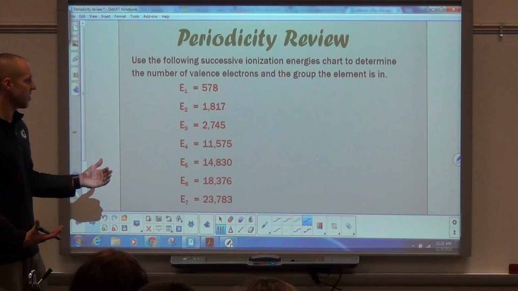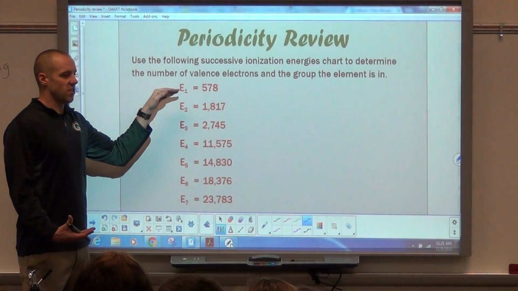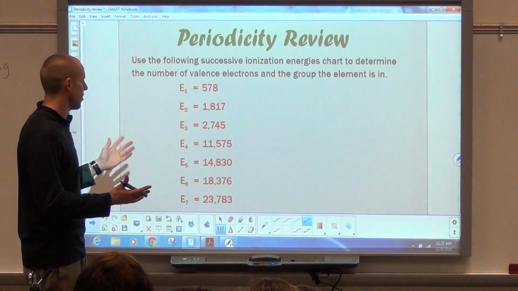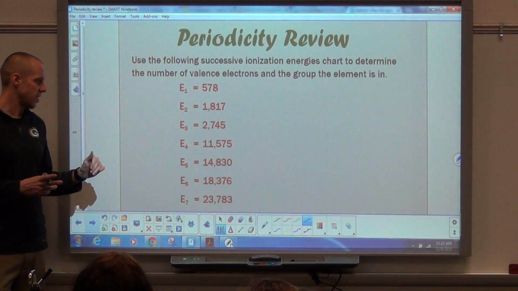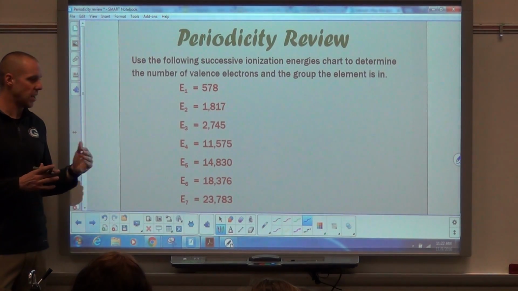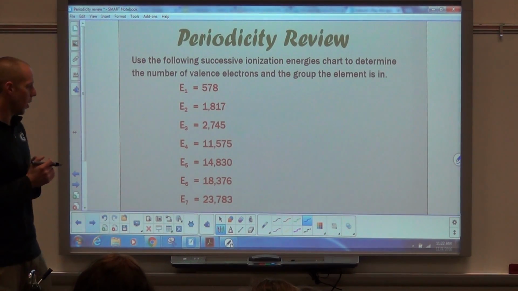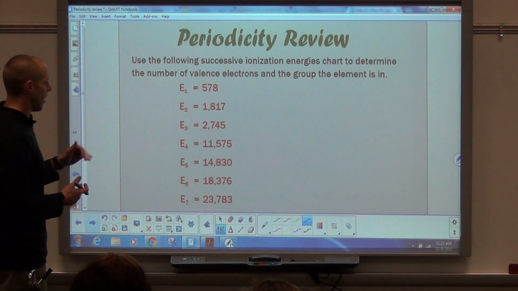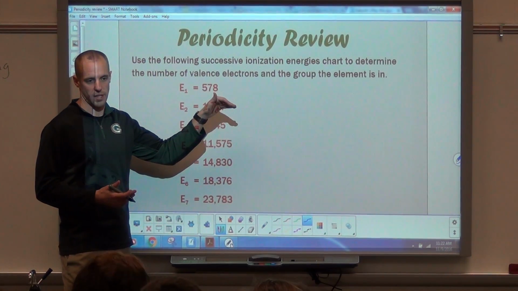So what we're looking at is literally the energy required to take one away. For this element, to remove the first electron would take 578 joules of energy, or whatever it is. It's less than that, but that's not important right now. What we're looking for is the big jumps in energy. We're trying to find where the largest jump is in the amount of energy required to remove an electron. The energy required to remove this first electron is relatively low, right?